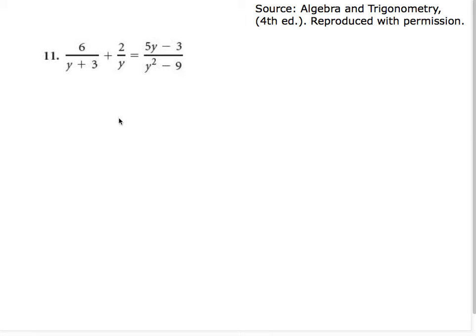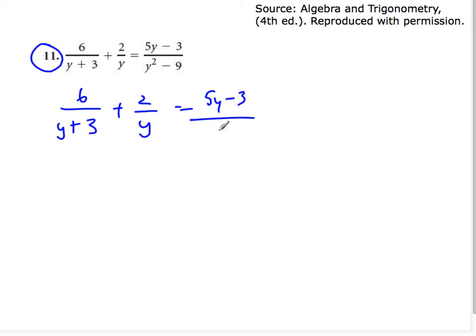Here's another nice rational equation. Like all of the rational equations, what you're looking for is to find a lowest common denominator. To do that, you need to factor, especially this one here. So 6 over y plus 3 we'll leave, plus 2 over y we'll leave that, equals 5y minus 3 over this one, which we factor. So it's (y minus 3)(y plus 3).